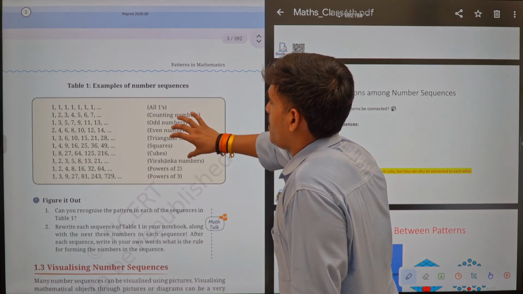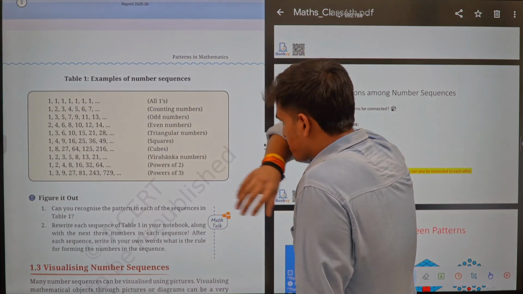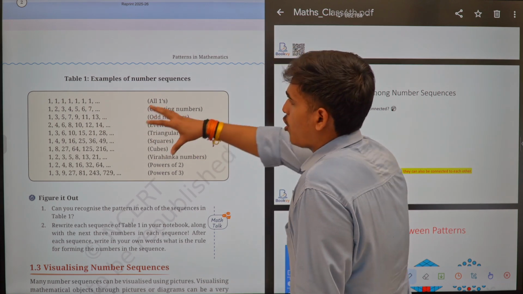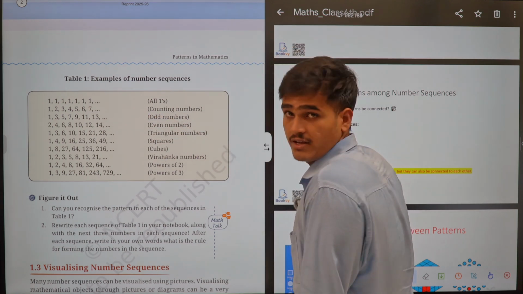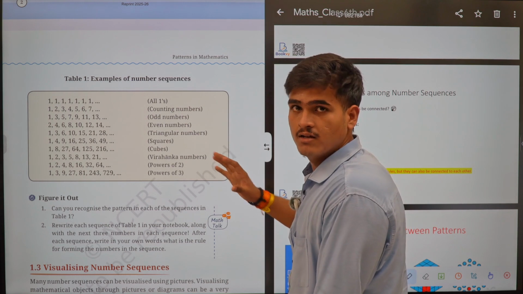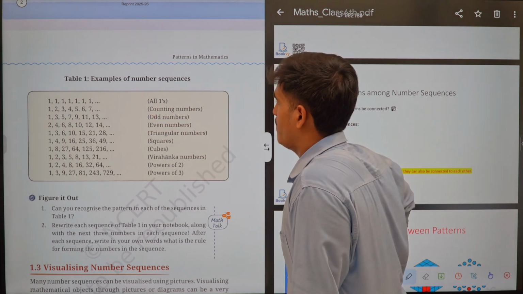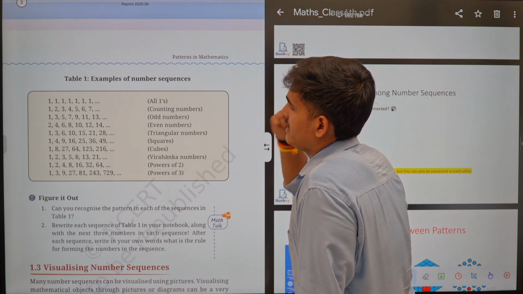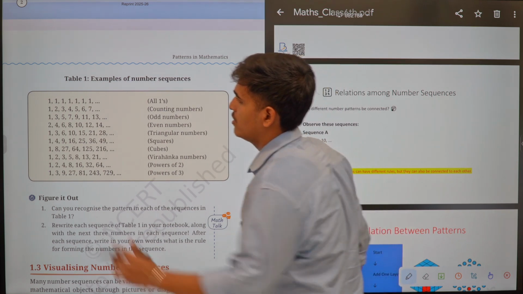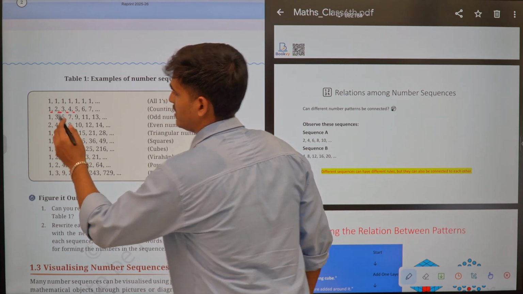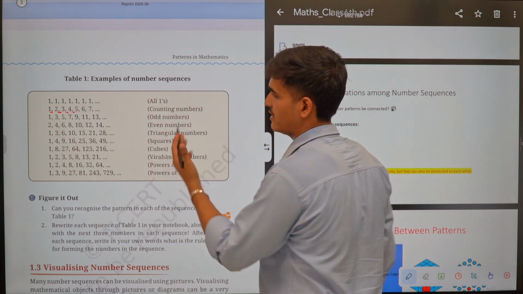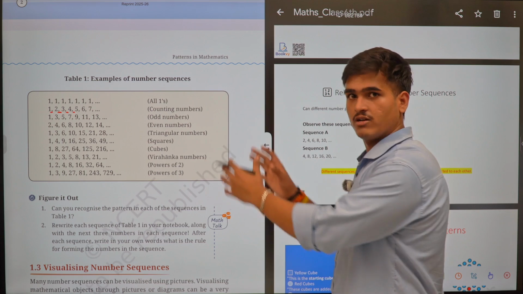Okay, in the next session, there is an example you are seeing here. So in the first example, there are all ones. The repeated numbers, the same number is repeating. Second, there is a number which is counting, like 1, 2, 3, 4. So they are counting numbers. Okay, sir, here it is written. Don't tell us, we are able to read this one.